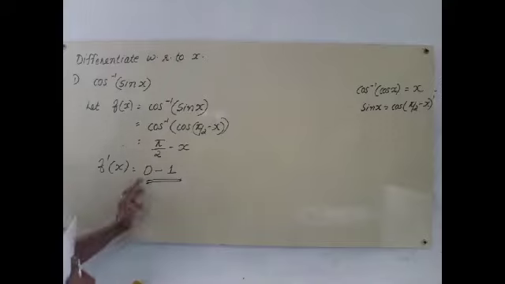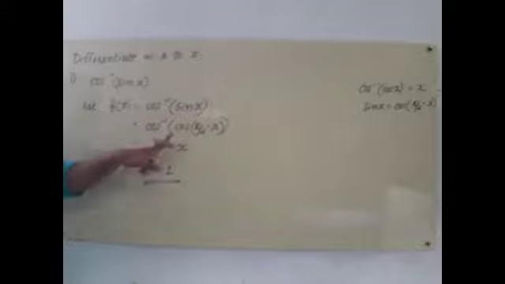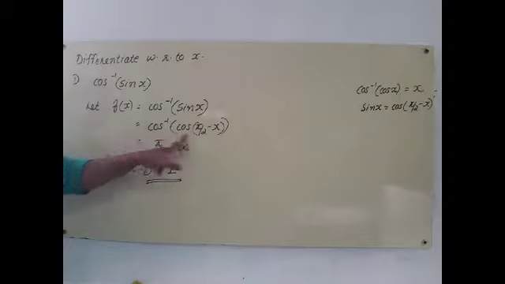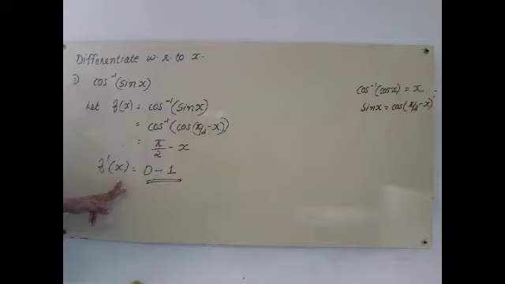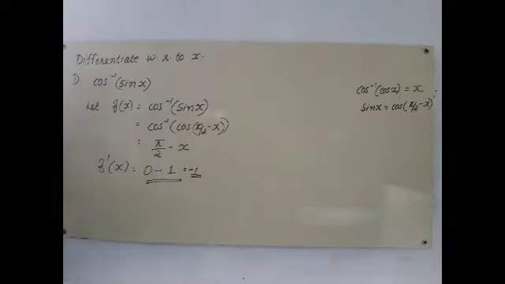f dash x is 0 minus 1. To differentiate with respect to x cos inverse of sin x: sin x is cos of (pi by 2 minus x), then cos inverse of that is pi by 2 minus x. Then f dash x: pi by 2, derivative is 0; minus x, derivative is minus 1. What is 0 minus 1? It is minus 1.